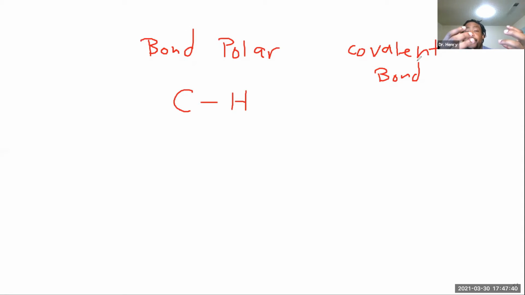Covalent bonding is sharing of electrons. There's 2 types of sharing of electrons. One is even sharing and one is uneven sharing. How many of you guys have siblings?